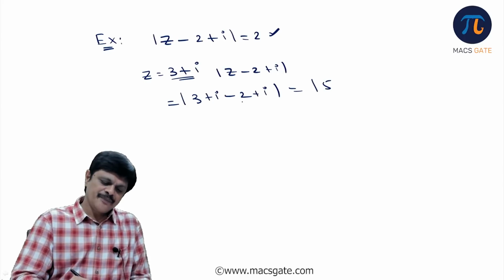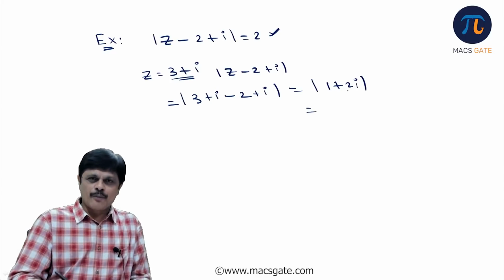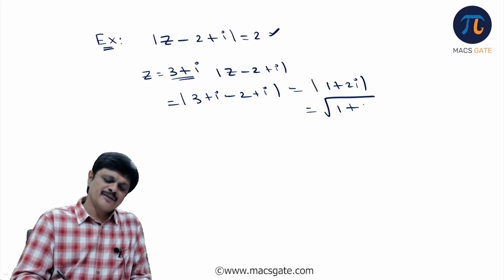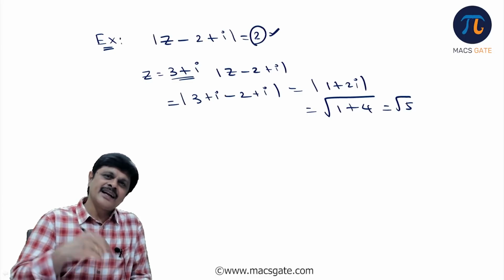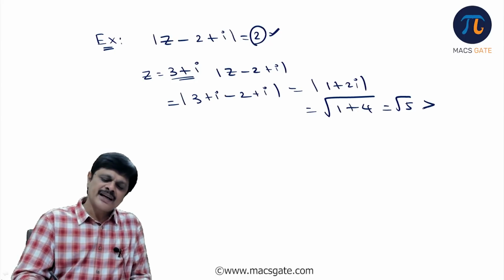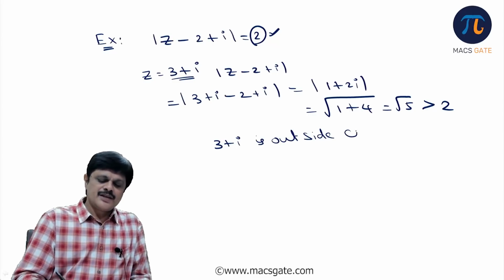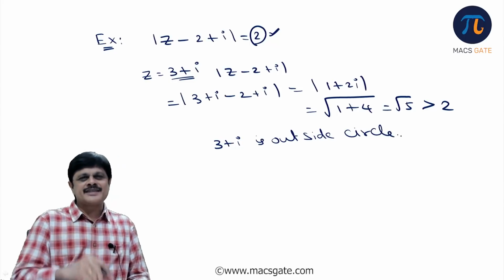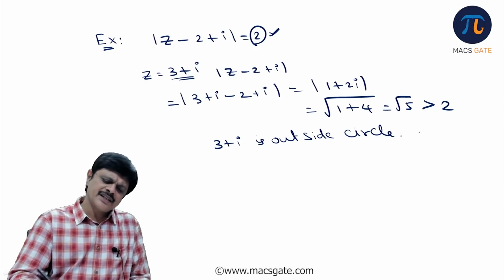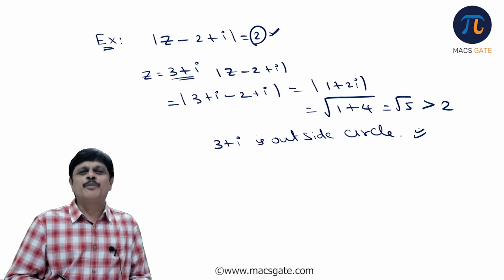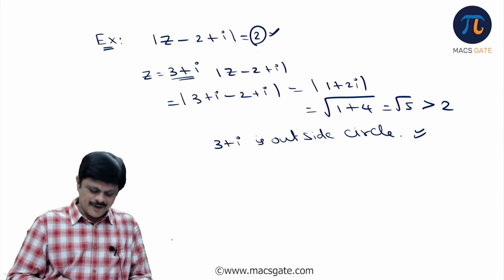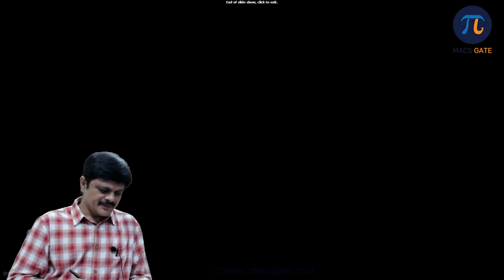So what is it? 3 minus 2 is 1, plus 2i. So find modulus. What is modulus, sir? 1 plus 4, which is under root 5. Under root 5 is less than the radius or greater than the radius? Under root 5 is greater than 2. Therefore, 3 plus I is outside the circle. So if you want to check whether a given point is inside or outside the given circle, you can just use this technique. Am I clear? So this is about circles.